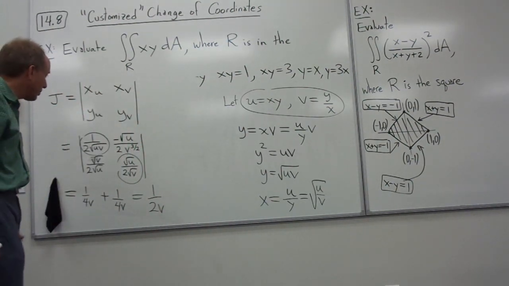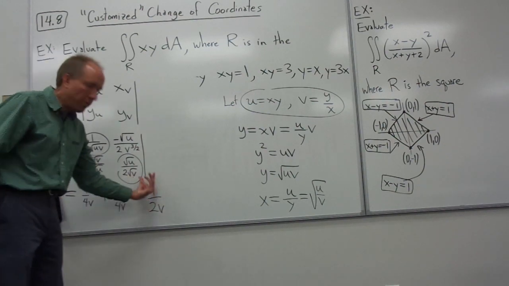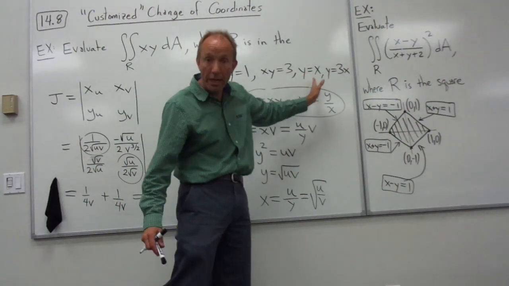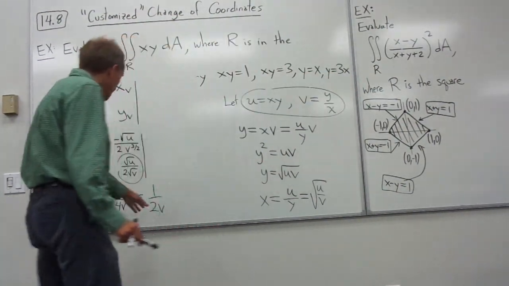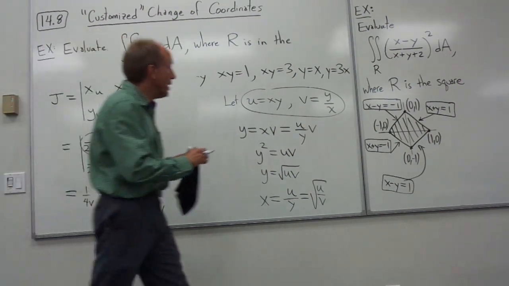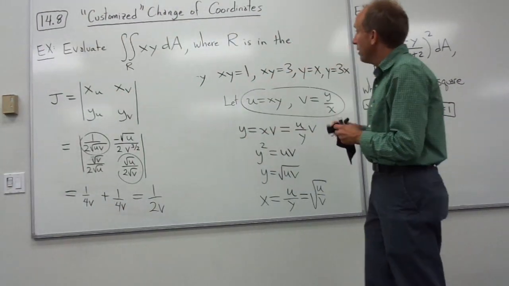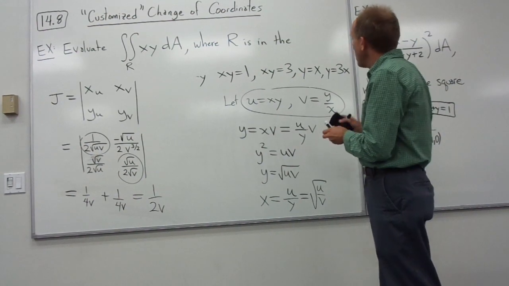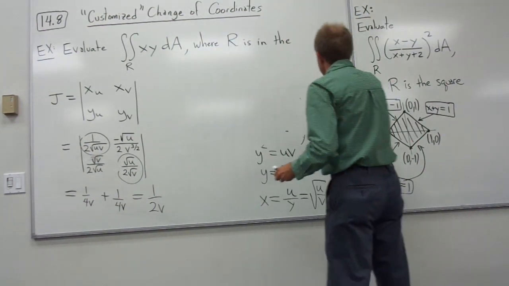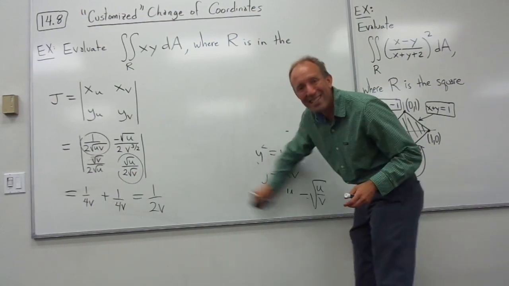So that is the answer, and the absolute value of that is 1 over 2v, because remember, v is going to be between 1 and 3. So this is definitely positive, so I don't really have to take the absolute value of anything in order to solve this. Okay, so let me go ahead now and set up my integral. Okay, see if we can finish this off.